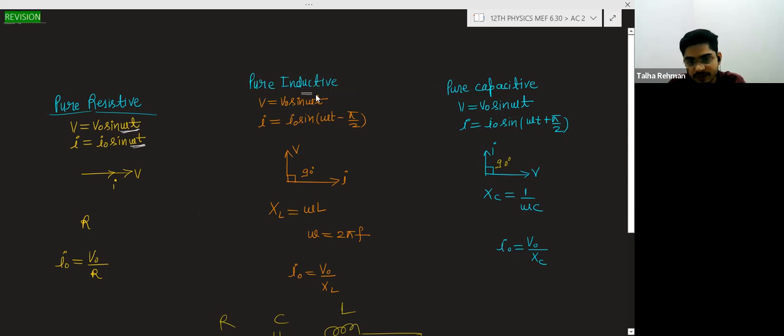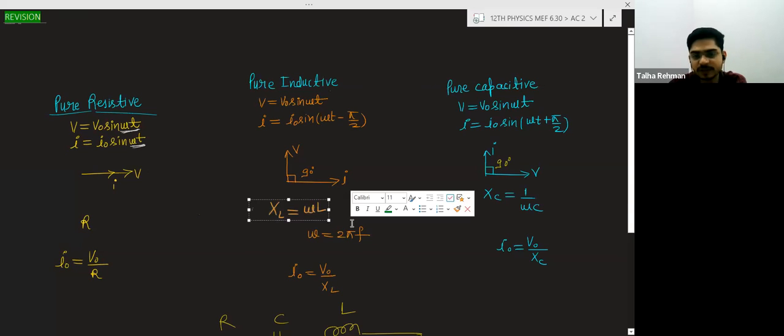Minus pi by 2 means this is the phase of the voltage. This is the phase of the current. So you can see the phase of the current is less than the phase of the voltage. So you can say the current is lagging behind the voltage by 90 degrees. Pi by 2 means 90 degrees.